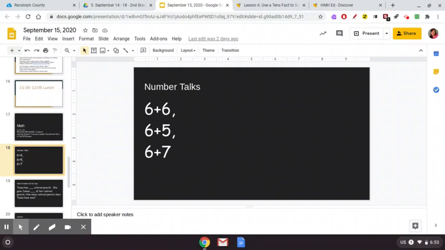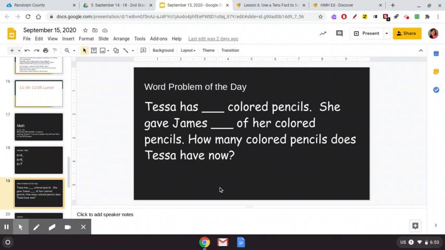Good job. If you are working on this at home, you can use any strategy you would like for number talks, except, of course, asking for help from your parents or a sibling. So our next problem, 6 plus 7 equals what? Okay, if you chose 13, you are correct. Good job. All right, here's our next one.